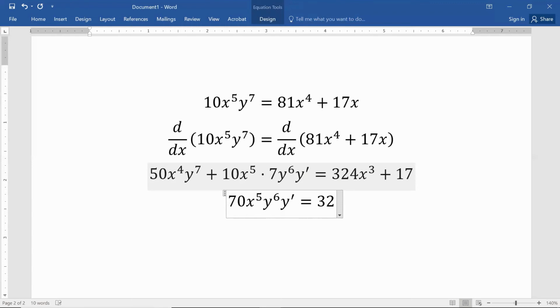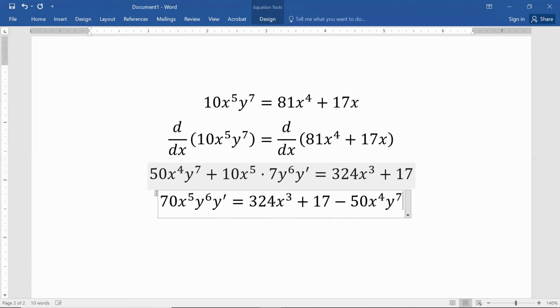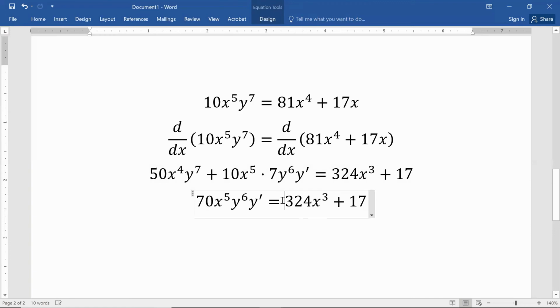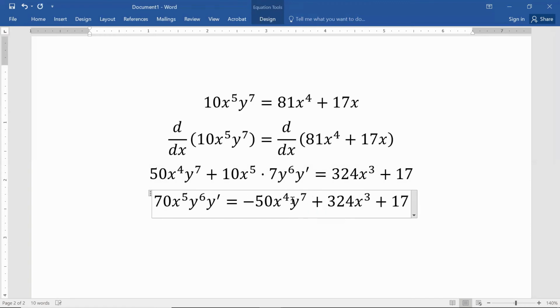On the right-hand side, I'm going to get 324 x to the third plus 17 minus 50 x to the fourth y to the seventh. So I moved that 50, got rid of it on the left-hand side, subtracted it on the right. Doesn't matter what order these three terms are in. I guess if we wanted to do in descending order, I'd put the minus 50 x to the fourth y to the seventh up front, if I wanted it to be in descending order.